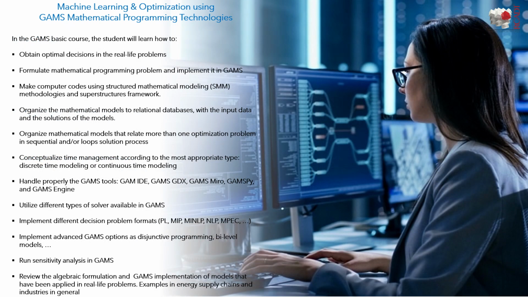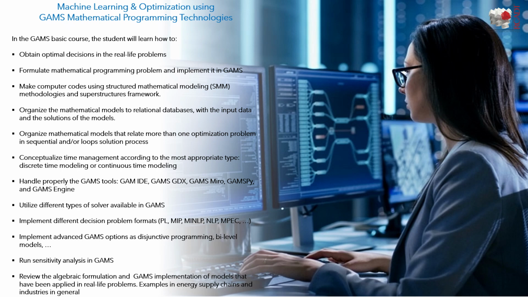In the GAMS Basic course, the student will learn how to obtain optimal decisions in real-life problems, formulate a mathematical programming problem and implement it in GAMS, make computer codes using structured mathematical modeling, SMM, methodologies and superstructures framework, organize the mathematical models to relational databases, with the input data and the solutions of the models, organize mathematical models that relate more than one optimization problem in sequential and/or loops solution process, conceptualize time management according to the most appropriate type, discrete time modeling or continuous time modeling.